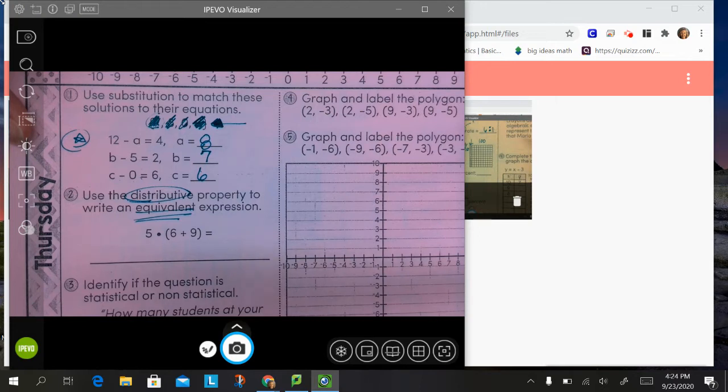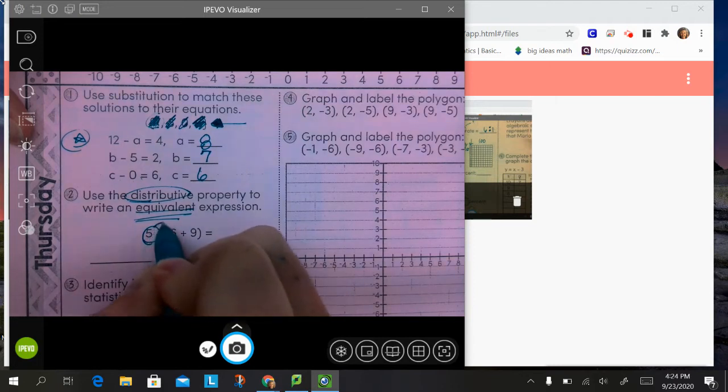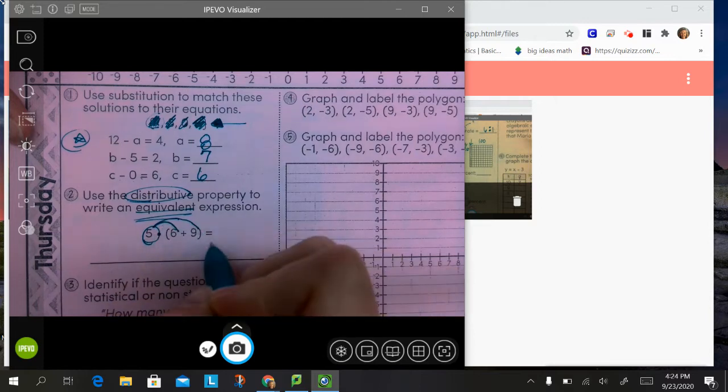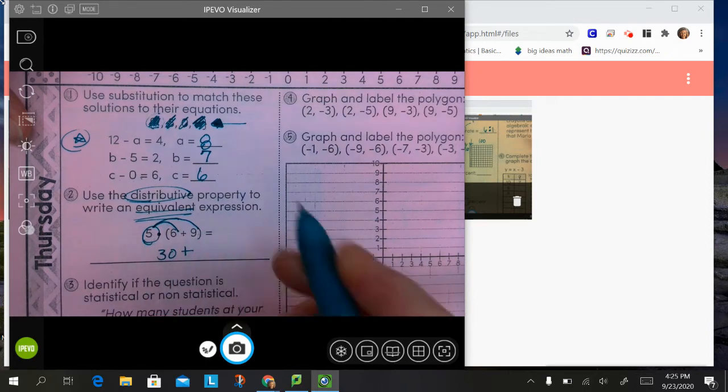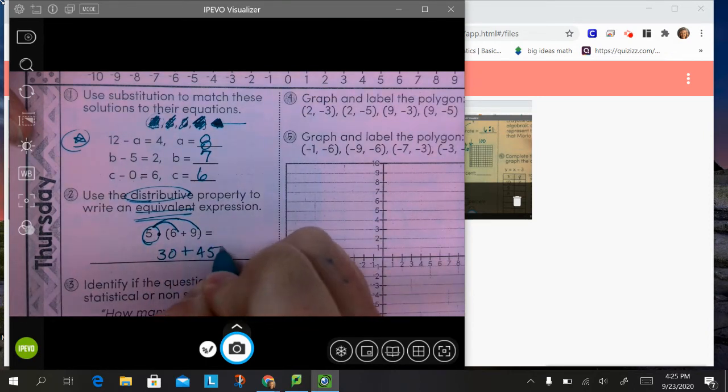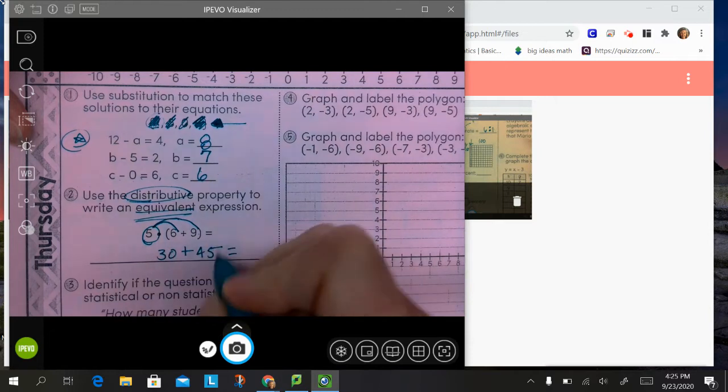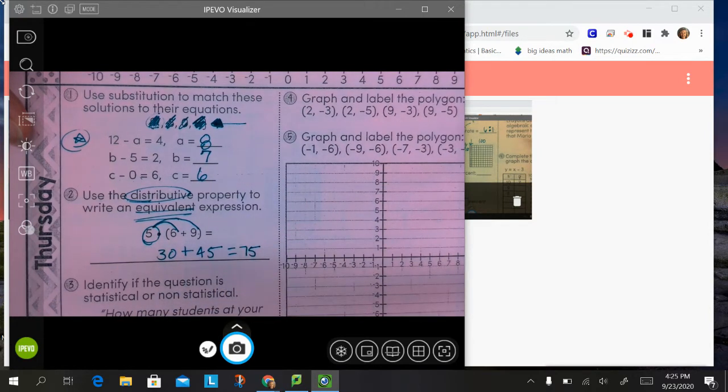you're the quarterback. You distribute the ball to different receivers on the field. So pretend this number 5 is your quarterback, and you're going to distribute the number, or the football, to both of these receivers. So you're going to take the 5 times 6, which is 30. Keep your operational sign. 5 times 9, which is 45. And if you want to, you can go ahead and solve for it. You know that 30 plus 45 does, in fact, give you 75.